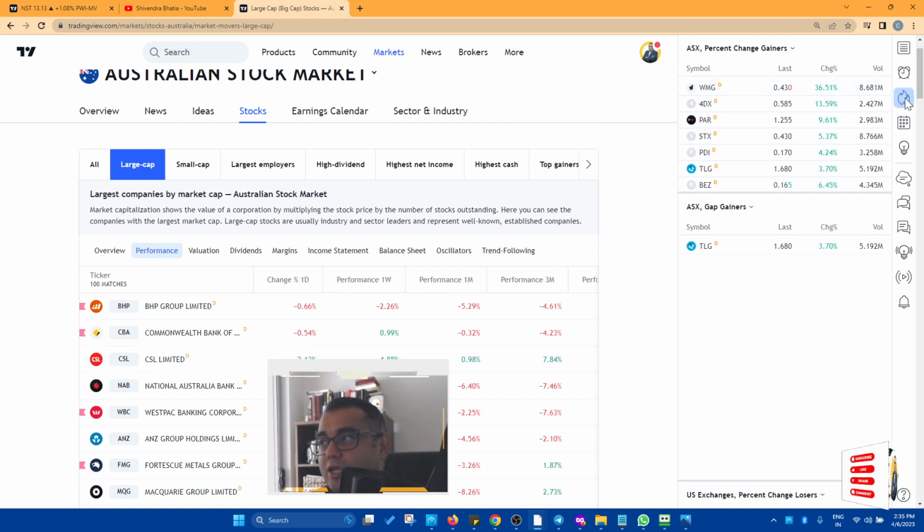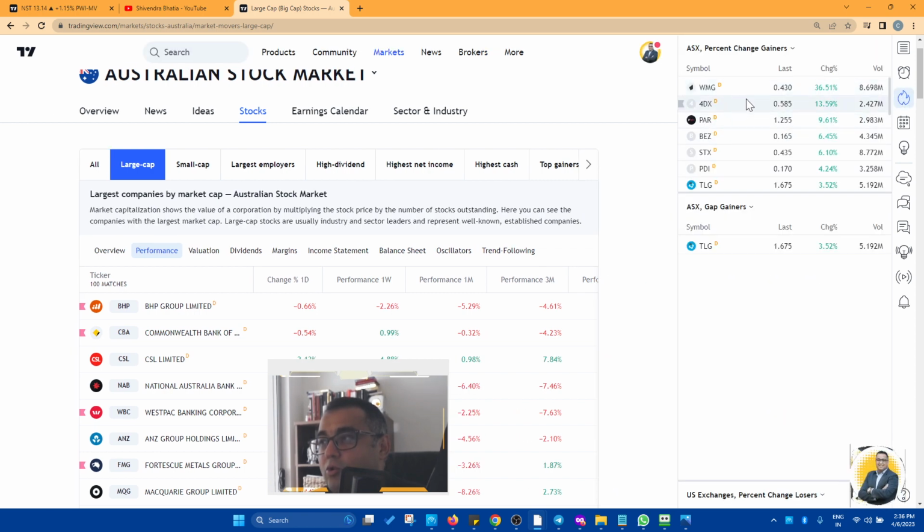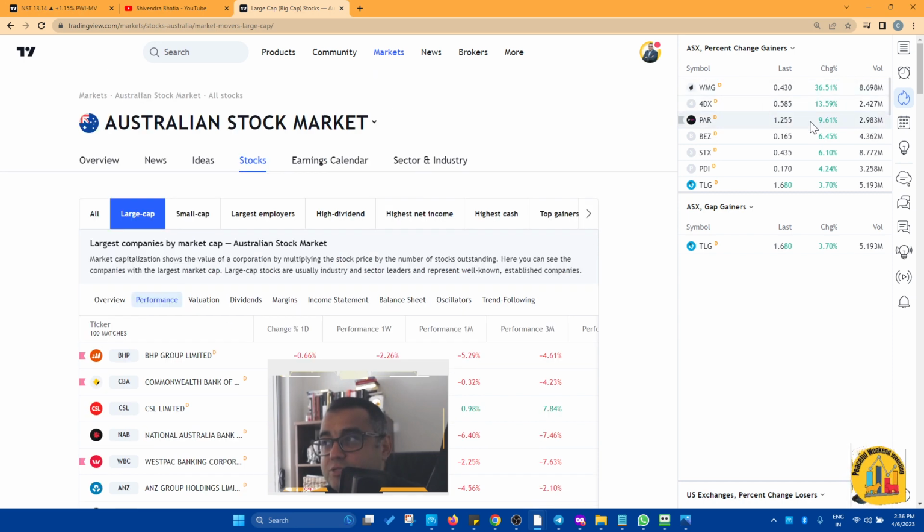But what I do is go into this. You can see there's a fire icon on the right-hand side. You simply go into this hot list, and the hot list will give you all the stocks which are trending for that particular day. Like WMG is up 36%. Again, these are all the trends here.